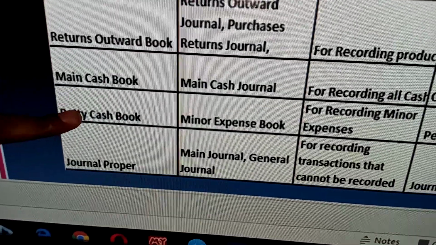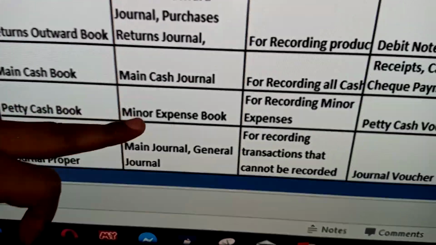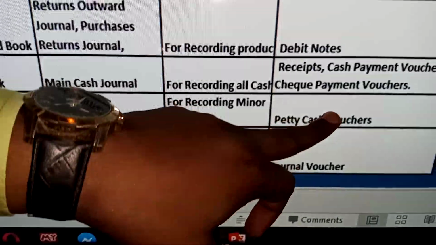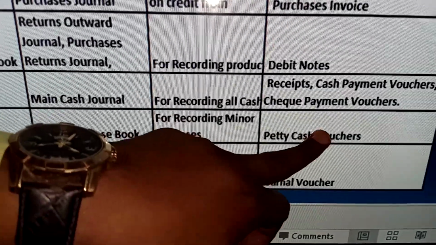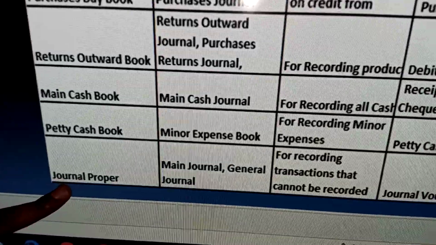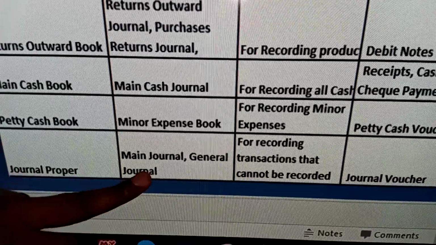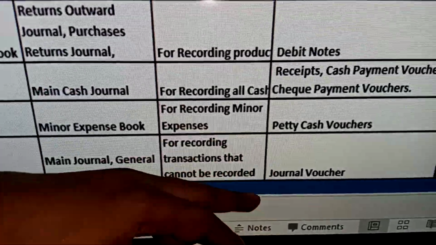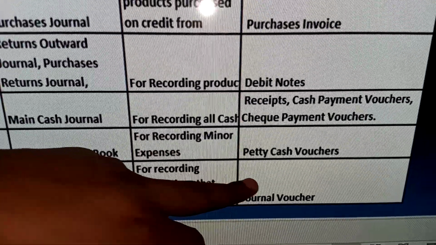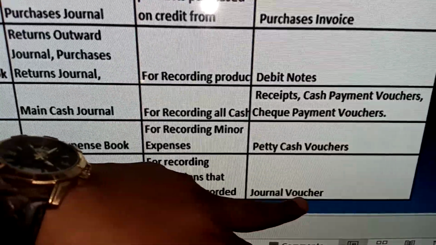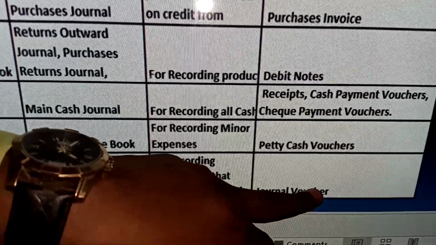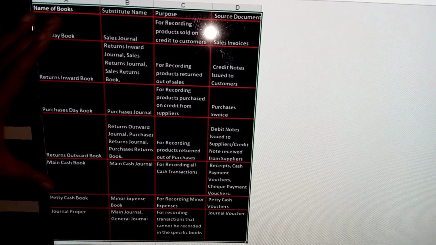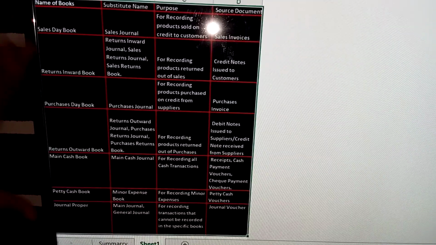The next one is petty cash book. Petty cash book, also called minor expense book, is for recording minor expenses. The source document is the petty cash voucher. And we have journal proper, which is also called main journal or general journal, for recording transactions that cannot be recorded in the specific books. So we have journal proper. Here is a more detailed summary of what we just talked about.